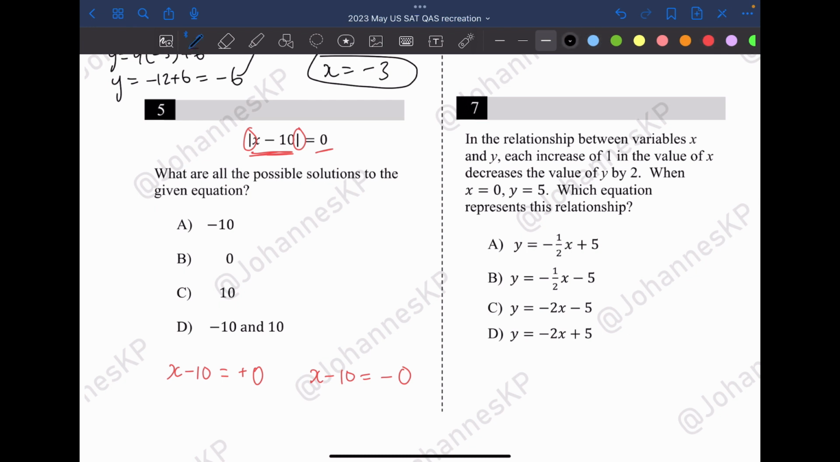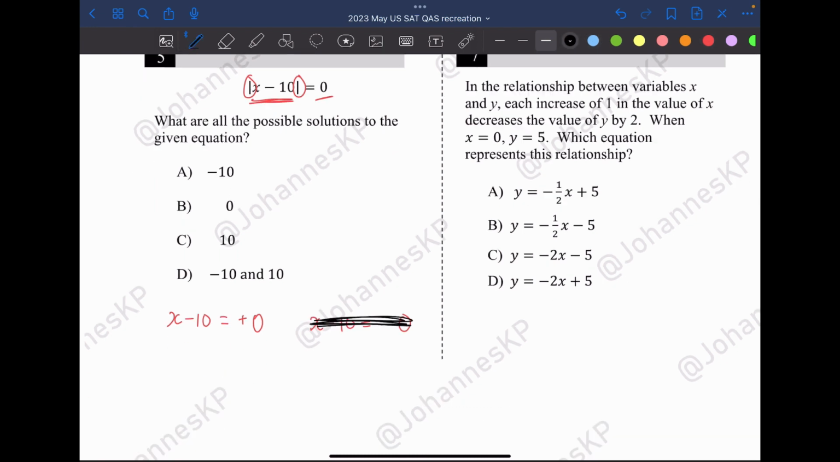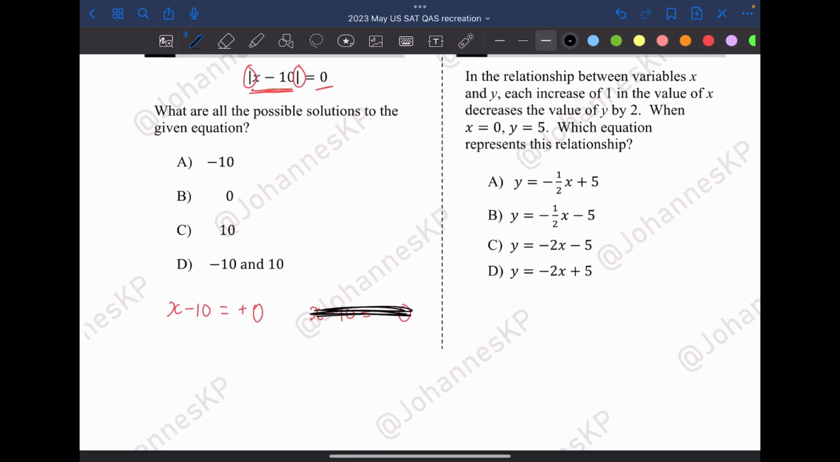So let's get rid of this second one. We don't need that because it's not going to give us any new information. So if we solve this, we should get the answer for x. So let's solve it. x is equal to 10. That's it. And we are done. So the answer is C.